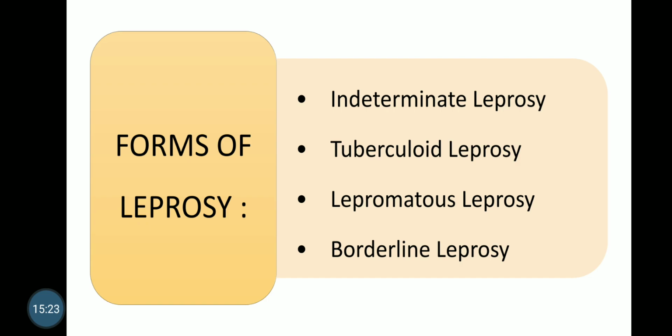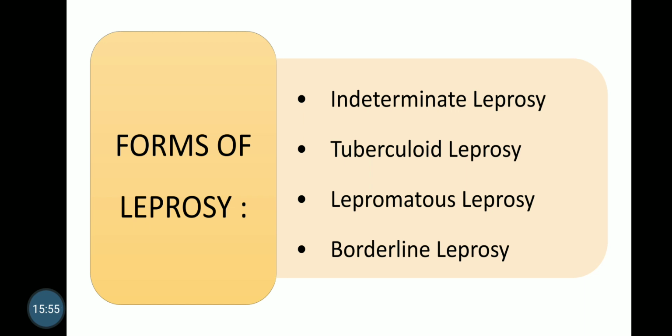Then, types of leprosy. Based upon the area which has been infected, area means the part of the body which has been infected by Mycobacterium leprae, and the intensity, that is the severity of lepra reactions, there are four types of leprosy: indeterminate leprosy, tuberculoid leprosy, lepromatous leprosy, and borderline leprosy. Let us discuss one by one.